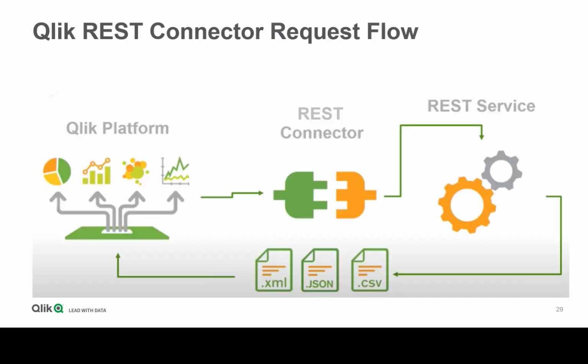The diagram illustrates the Qlik REST Connector request flow. The Qlik platform will connect and send requests to the REST service provider through the Qlik REST Connector. The REST service provider will then return the data either in the form of XML, JSON, or CSV. For our case, OneMap will be our REST service provider. When it receives a request from the Qlik platform, OneMap will then return the data back in the form of a JSON file. The Qlik platform will then consume the data and present it in the visualization.